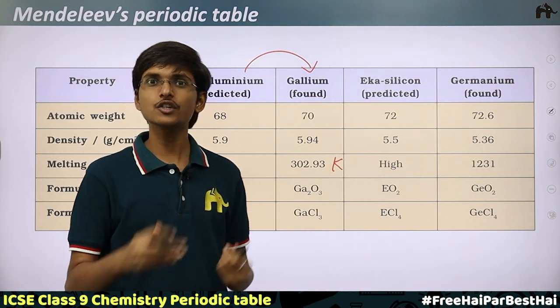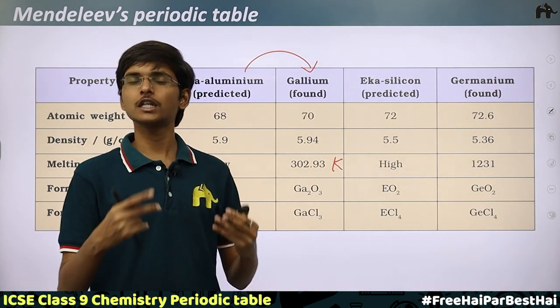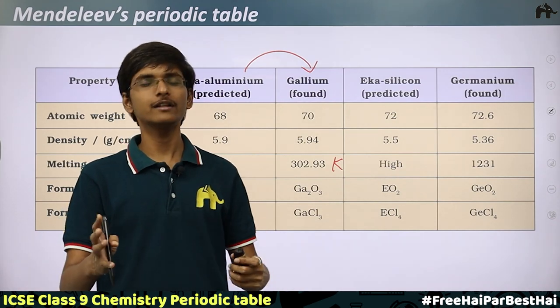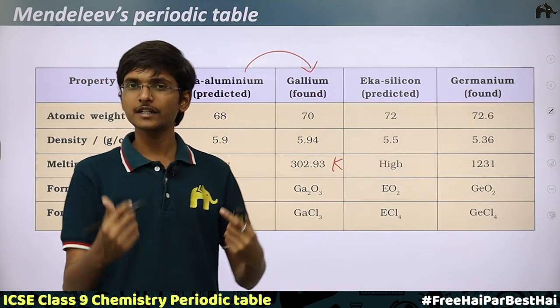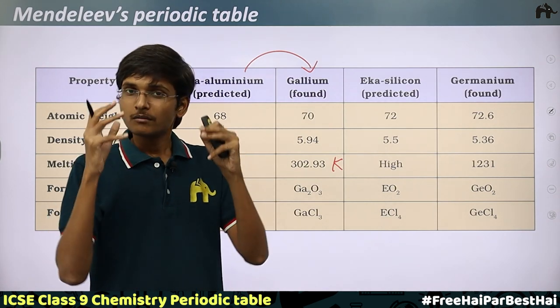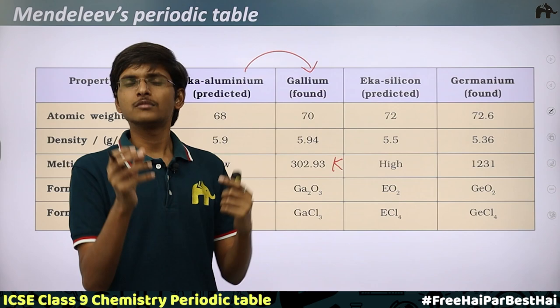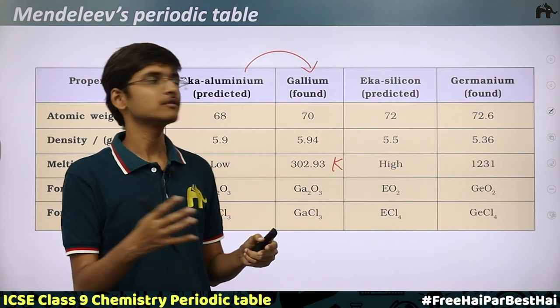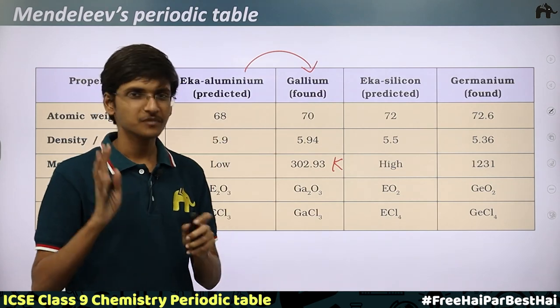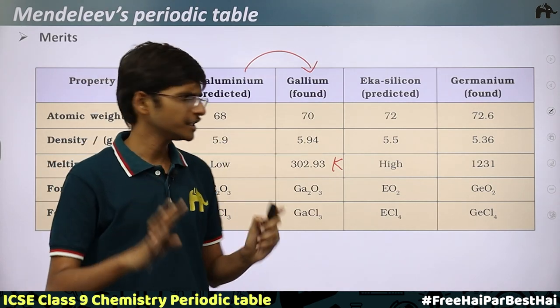Chemists started to pay attention to Mendeleev. What he had done was phenomenal for everyone. So people started to recognize his periodic table, started to pay attention to him and gave him the credit for his method. So this was a very huge success.